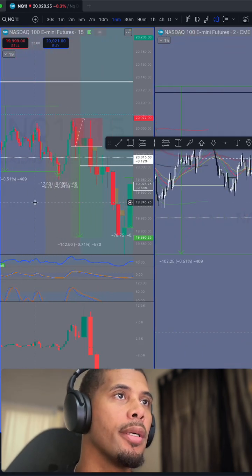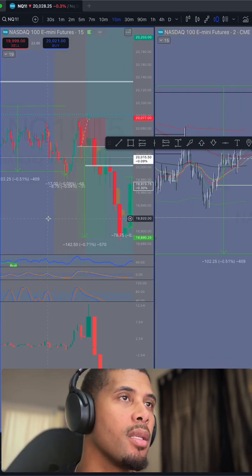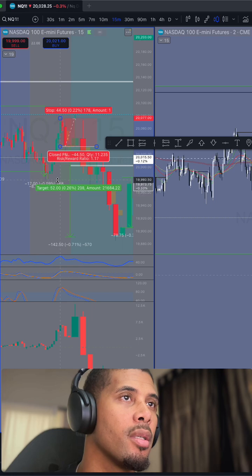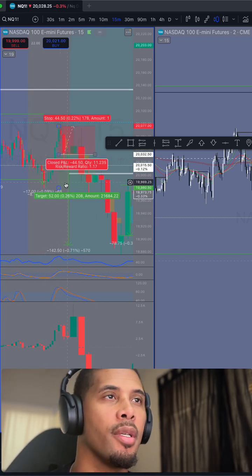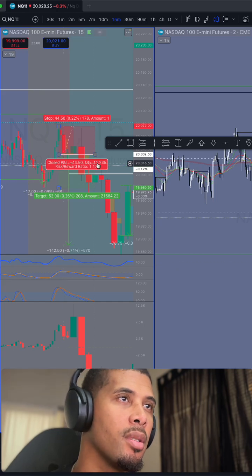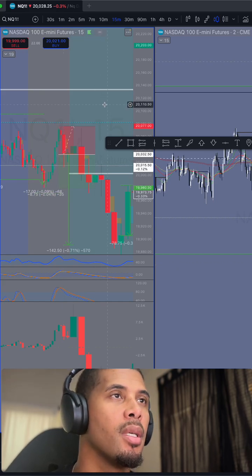And like I said, you could have cut off one and let her run, but even at the next lowest point here, there was resistance, it was still a 1 to 1.7 trade. So I think it's a good trade.